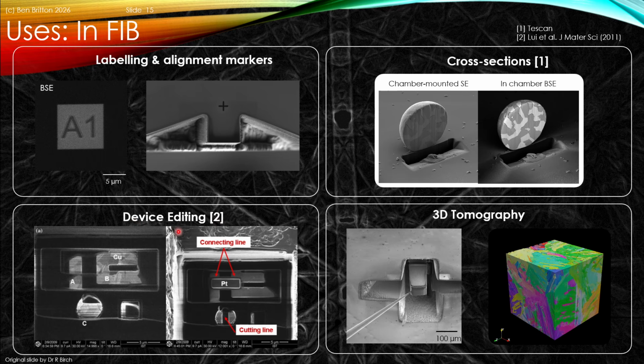We can have a device system where we can edit that device by cutting or welding. We can effectively change the electronic path by cutting and breaking a circuit, but also making new layers with gas injection systems for deposition methods. And this is the example I showed you a moment ago. We can look at tomography to do lift-out and analysis of those objects if we so wish.